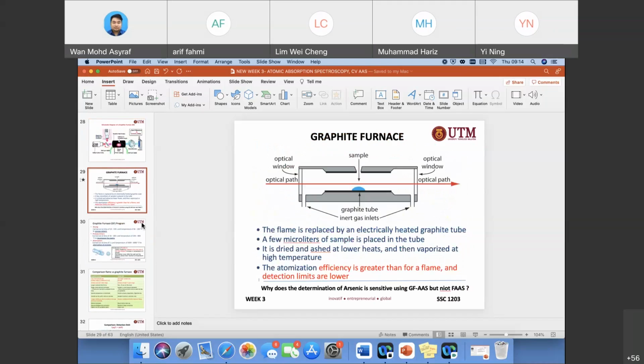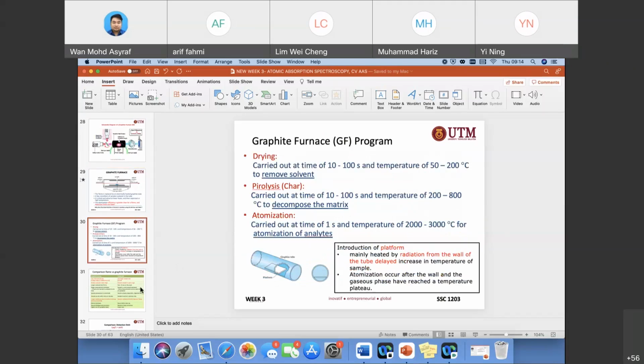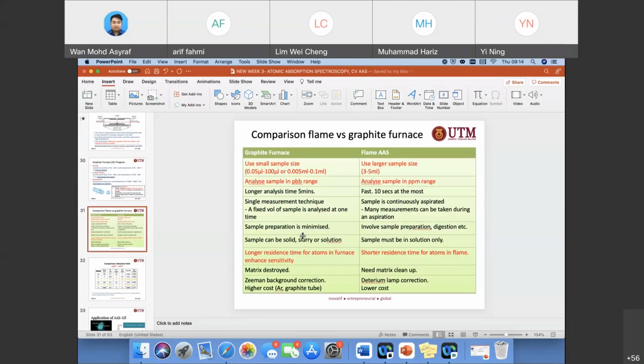All right, so basically this is how the graphite furnace looks in terms of the illustration. You just put your sample in, and this graphite tube will straight away be heated up, and then the atomization processes will occur in this graphite furnace tube. Right. So, okay, you also need to know about the differences between flame and graphite furnace AAS. What are the differences? What are the advantages, and what are the disadvantages?